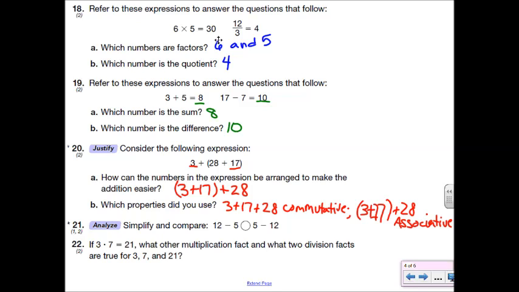Then we have simplify and compare. 12 minus 5 is 7. 5 minus 12 is -7. And then 7 is greater than -7.